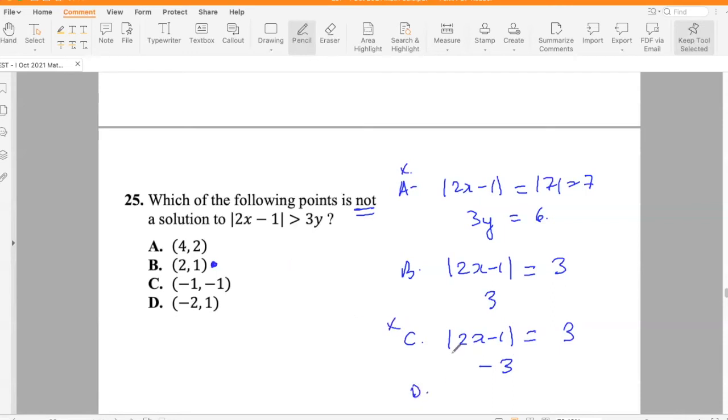And absolute value of minus 4 minus 1. So that's 5. And 3 into 1 is 3. So 5 is greater than 3. Yeah, so the answer is B.